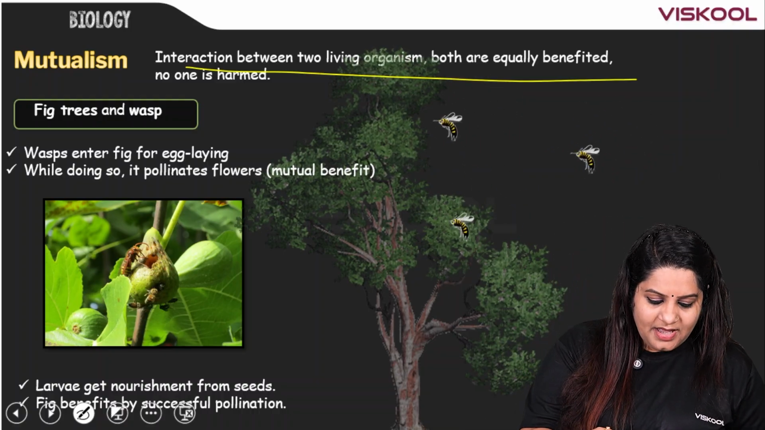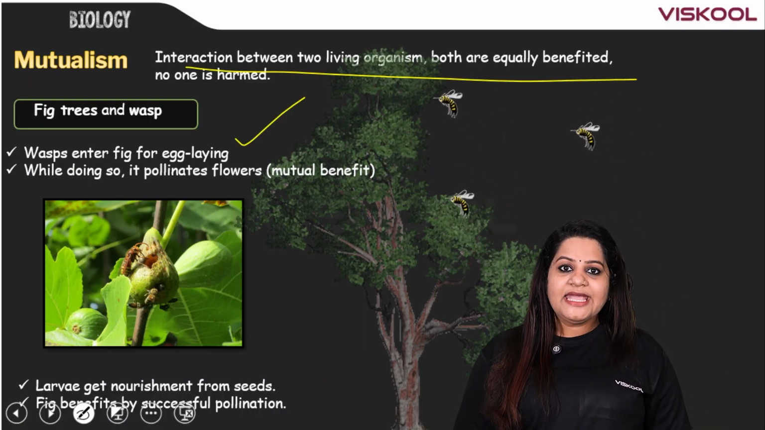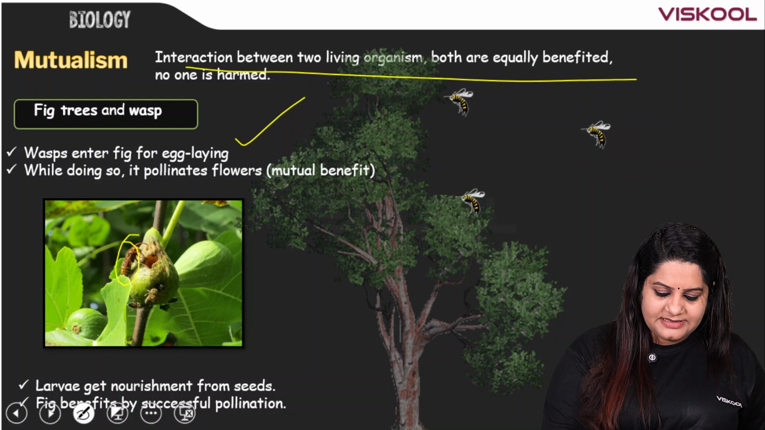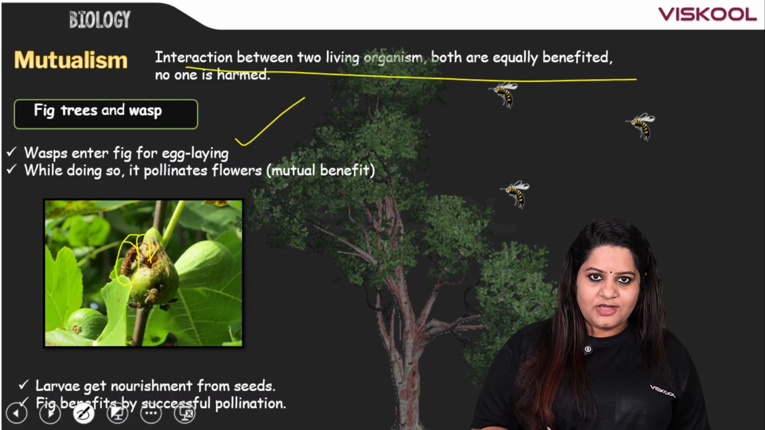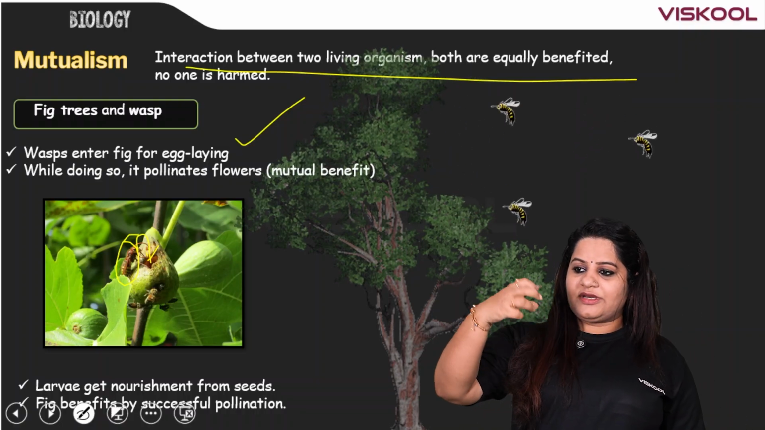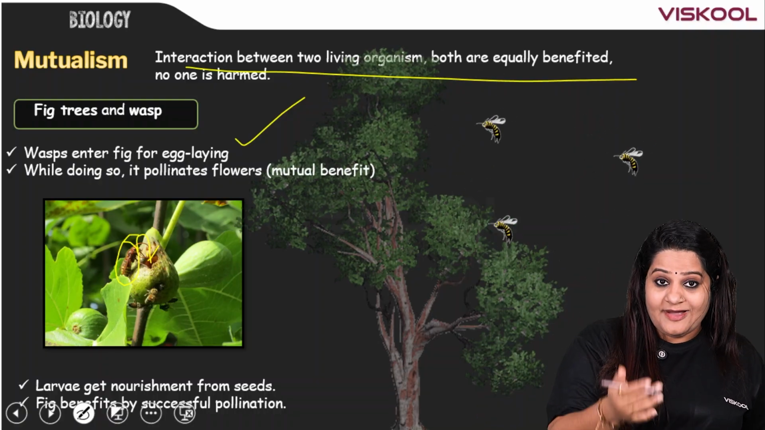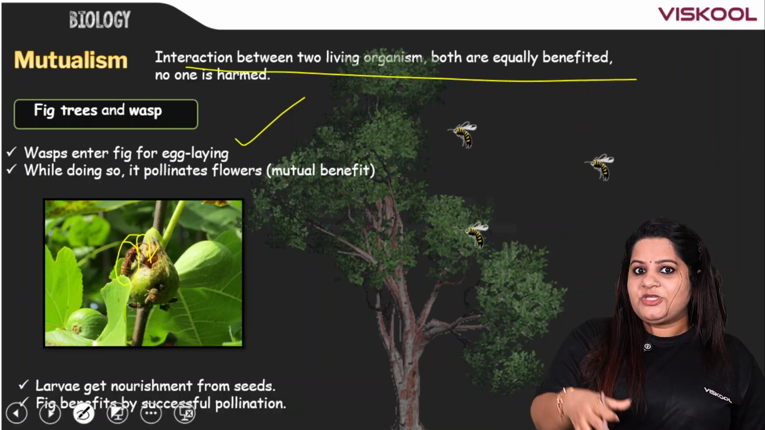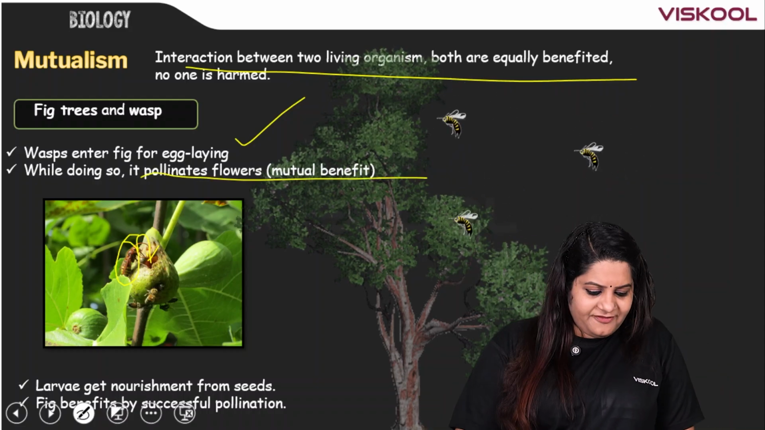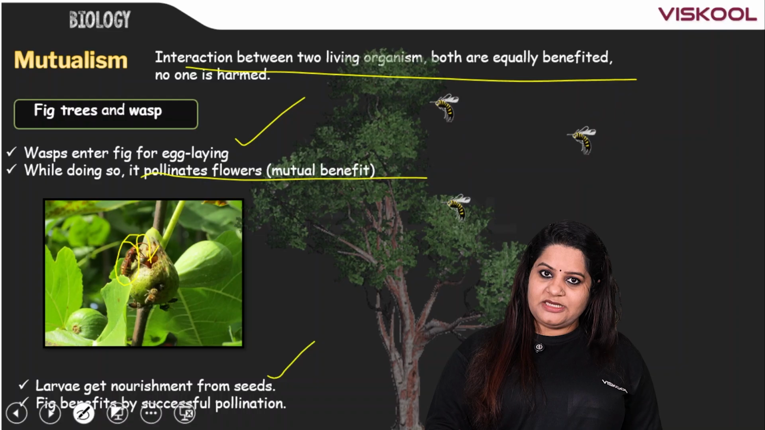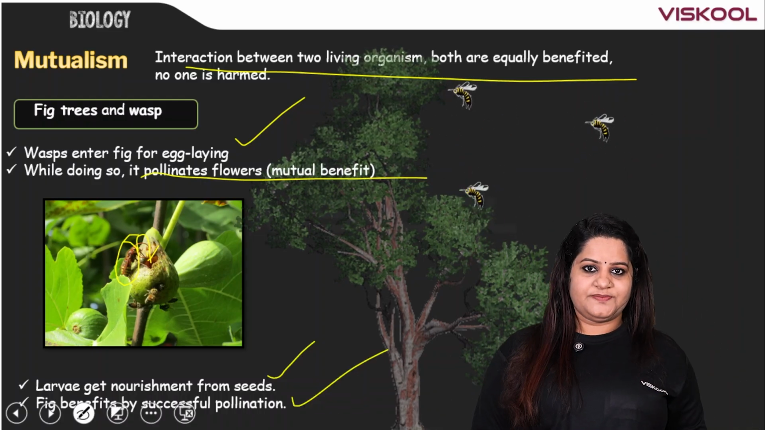Let's see. Wasp enters the fig for what? Egg laying. See, this is the wasp. It enters the fig. And what does it do? It lays eggs there. So the eggs will be receiving nutrients from the fig. They will get the food from there. While doing so, what happens? The pollination is taking place for the fig tree. So the fig tree is mutually benefited. The larvae get nourishment from the seeds and the fig benefits by successful pollination.